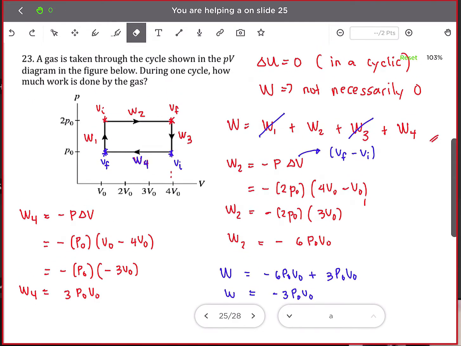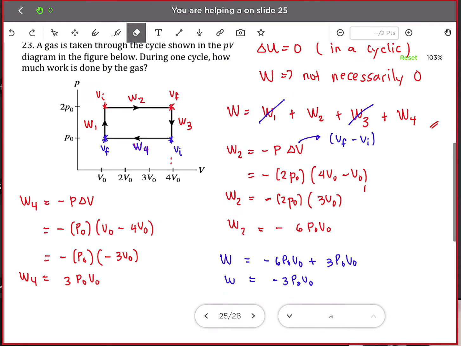So this work right here, is this work done by the gas or done on the gas? Could you please go back to your notes? W is equal to negative P delta V. Is it work done on the gas or work done by the gas? These are two quite similar, but very, very different quantities.